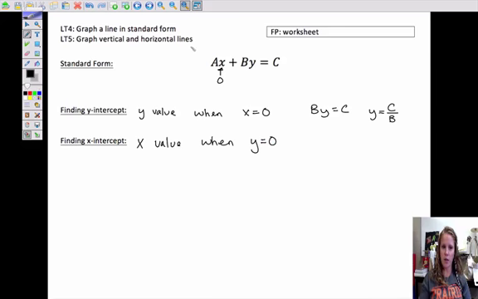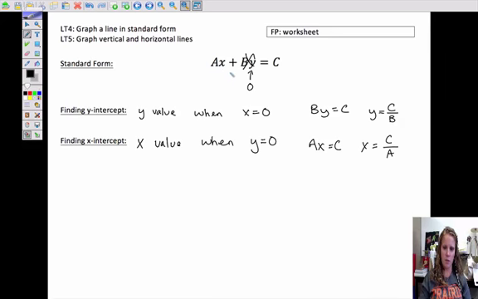Okay? So if we plug in 0 for y instead here, oops, that's not an eraser. We plug in 0 for y, then b times 0, regardless of what b is, is going to be 0. And then you're going to have ax equals c, and then x will simply equal c divided by a.